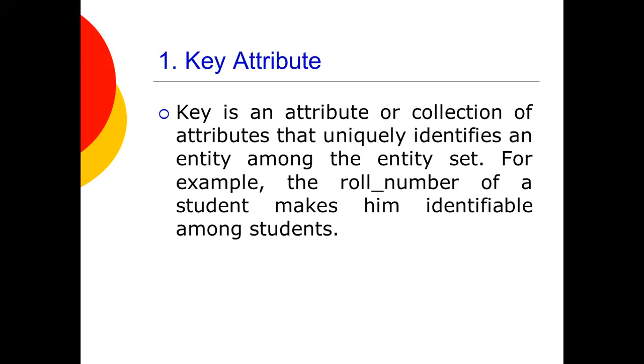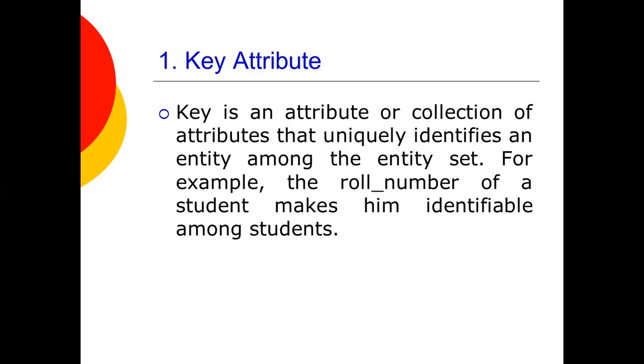A key is an attribute or collection of attributes that uniquely identifies, as I told you, an entity among the entity set. So there are several entities in the entity set, and we are going to uniquely identify them. For example, the roll number of a student makes him identifiable among students, so it is easy to search. Similarly, the enrollment number is also a unique number, even for a university.